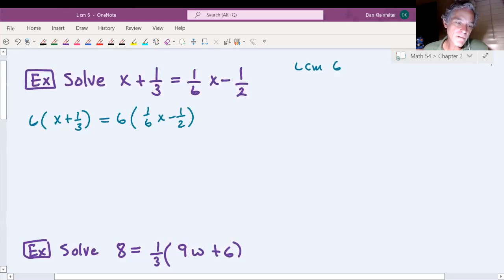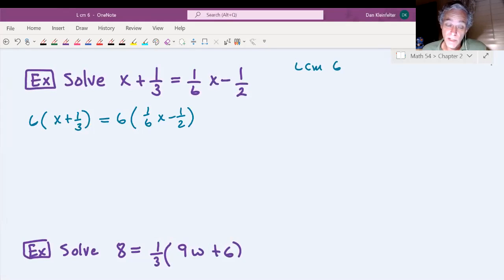Okay, so in this one, I'm going to distribute to remove the parentheses. 6 times x is 6x. 6 times 1/3 is 2. 6 times 1/6 of an x is a single x. And then minus 6 times 1/2 is 3.